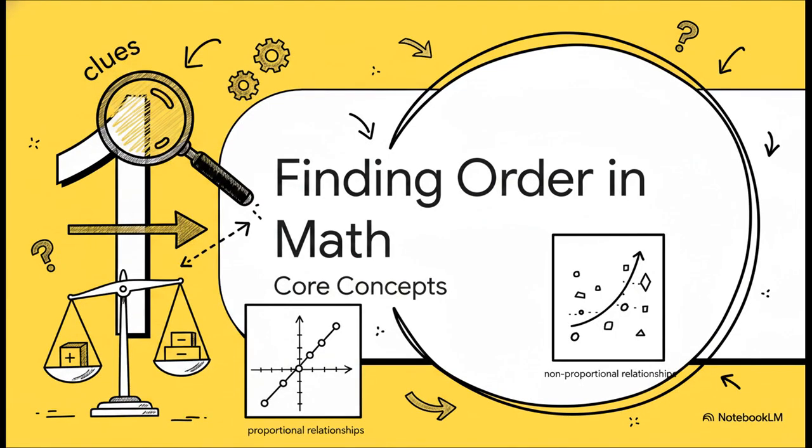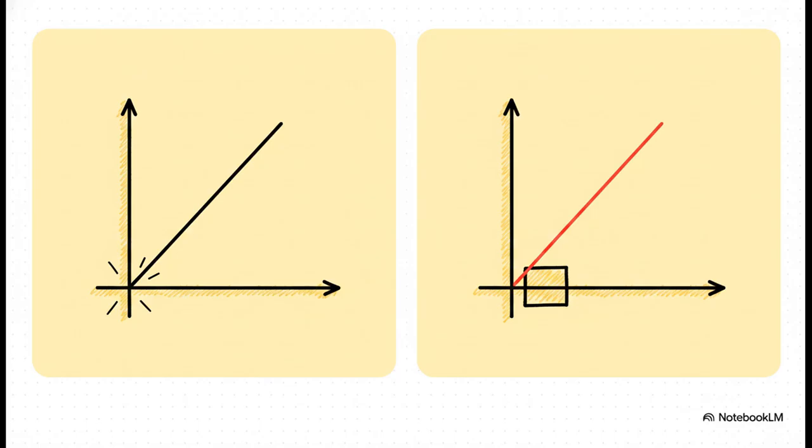Let's lay down our core concepts first and really focus on our two big ideas for today, proportional and non-proportional relationships. Think of proportional relationships as being perfectly grounded. They've got a constant rate, and they absolutely must pass straight through the origin. That's the point (0, 0) on a graph. They literally start from nothing.